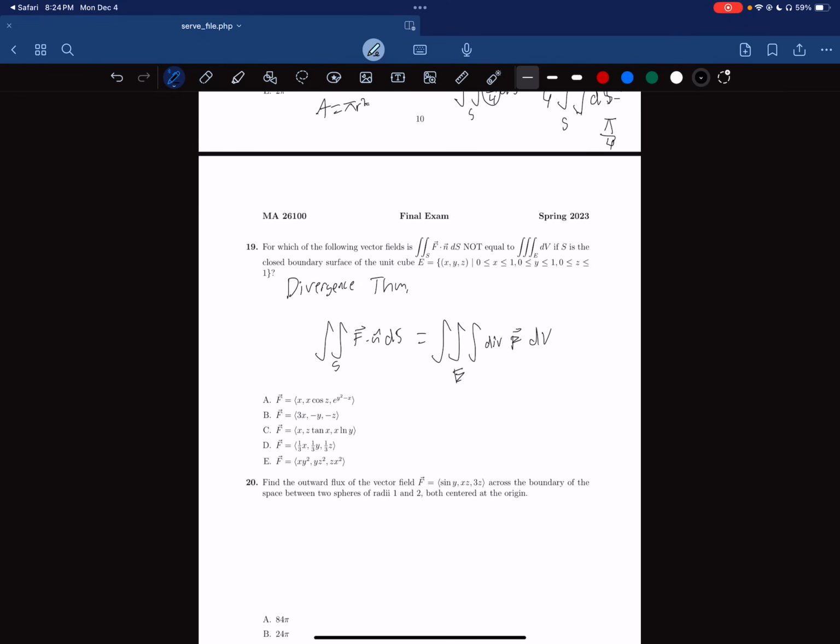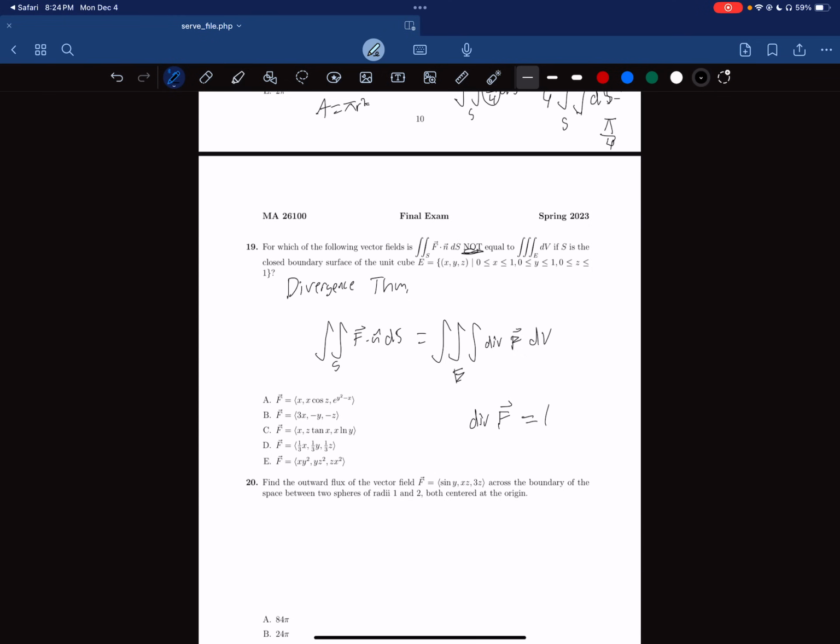Basically, if we look at this thing right here, that's analogous to the divergence of F dV, but it looks like the divergence is really just 1, because we have that imaginary 1 everywhere. So it's really the integral of 1 dV. And that means that the divergence of F should just be equal to 1. So we're looking for which one is not equal to 1, because it says not equal.